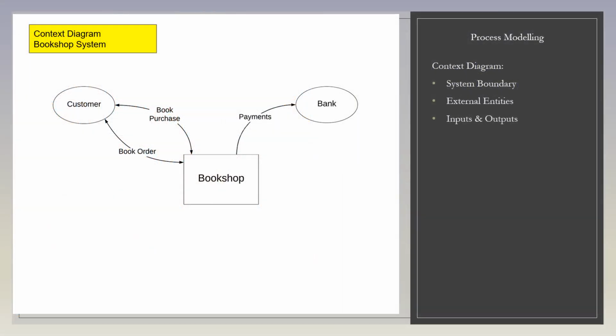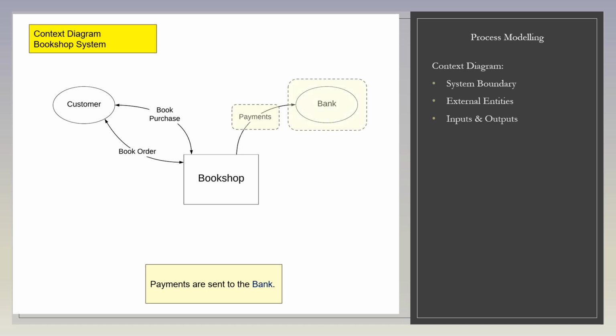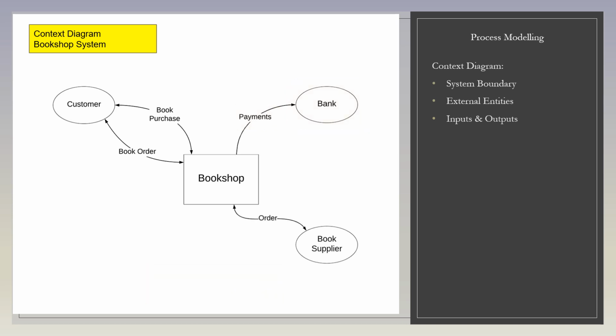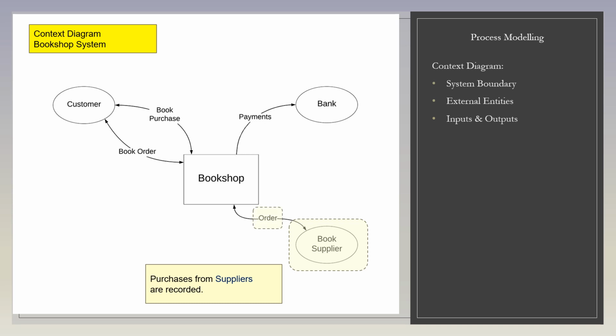The bookshop staff process payments and send them to the bank. The processing of payments is inside the bookshop within the box and is not shown here, but we can show the payment going to the bank as a data flow outwards to another external entity, bank. From time to time, the bookshop purchases new stock from book suppliers. This is shown on the context diagram with a new external entity, book supplier, and a data flow labelled order.